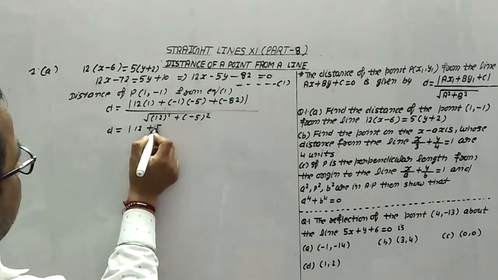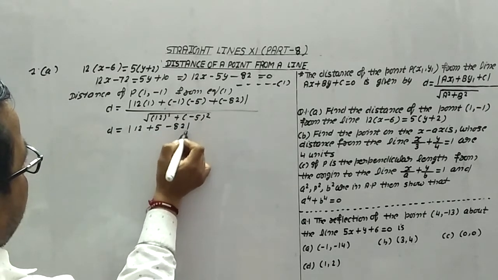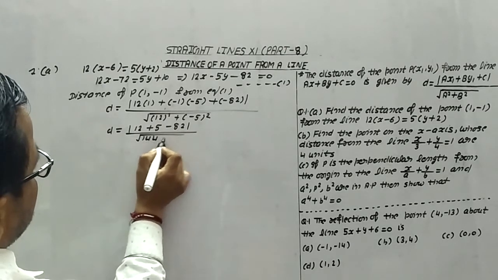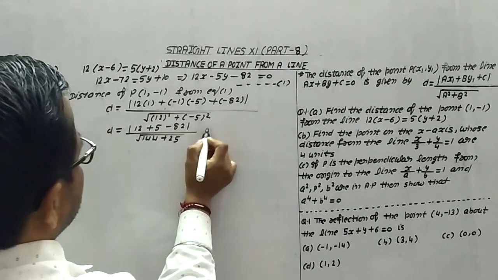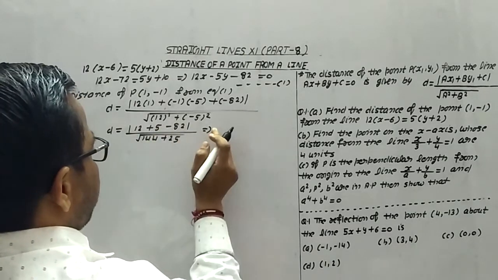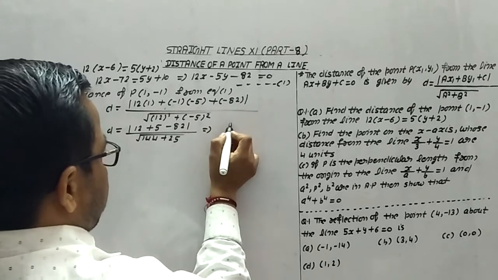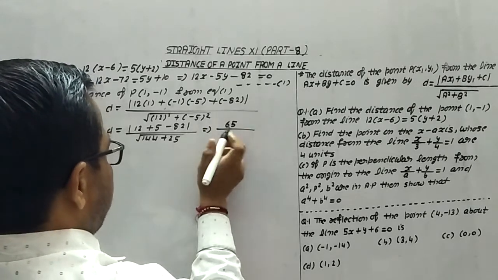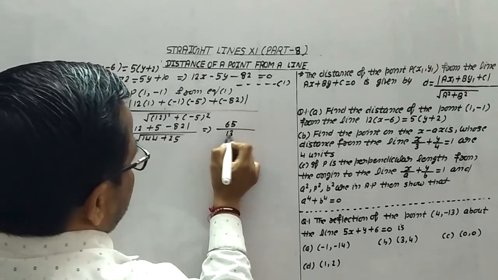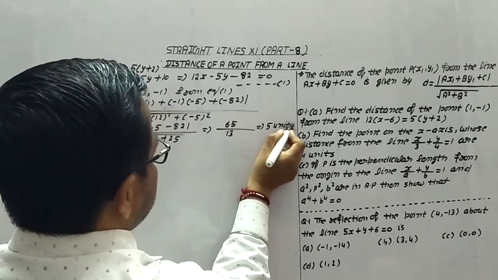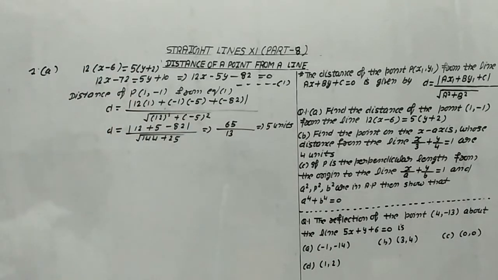Now this is d equal to, what does this become? 12 plus 5 and minus 82, upon under root 12 square, 144, plus 25. Now this becomes 12 plus 5 means 17, and 17 minus 82 means minus 65. So this is modulus of 65. It means we will take positive 65, and this is 13. So this becomes 5 units, which is the answer for this part.